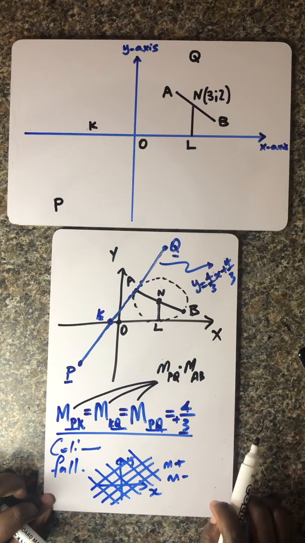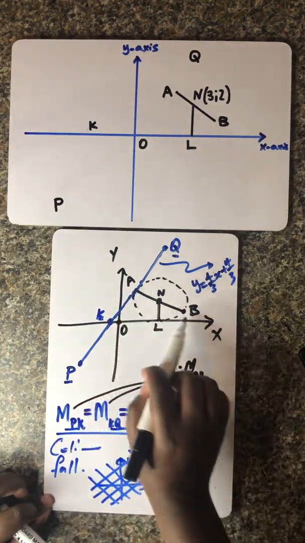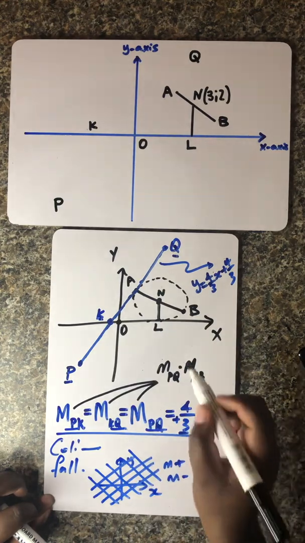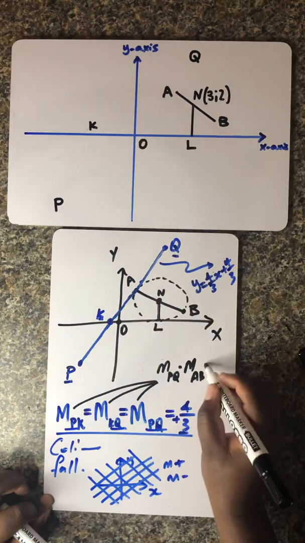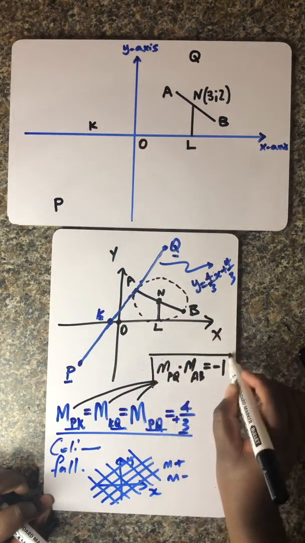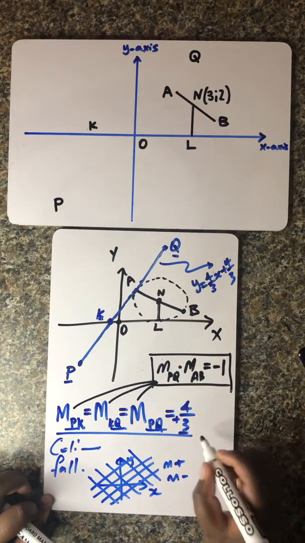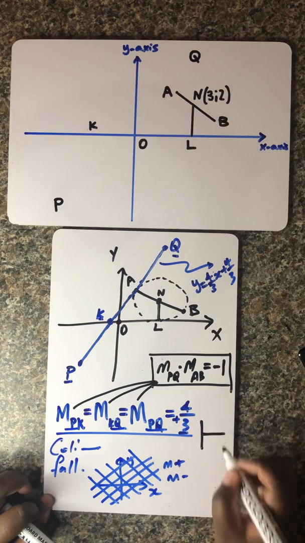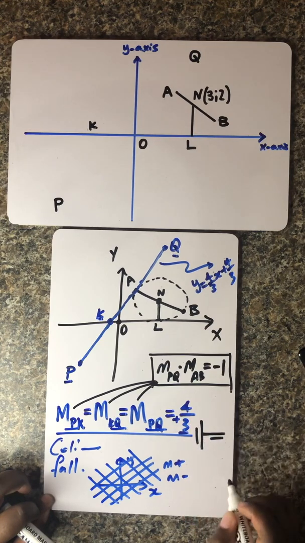Why are they equal, ladies and gentlemen? The same reason, they fall along the same line. So this gradient multiplied by that gradient is equal to -1. I'm just not sure if you remember this formula. I'm sure they taught you about this formula. So that means lines which are perpendicular to each other, their gradients when multiplied together, are equal to -1.